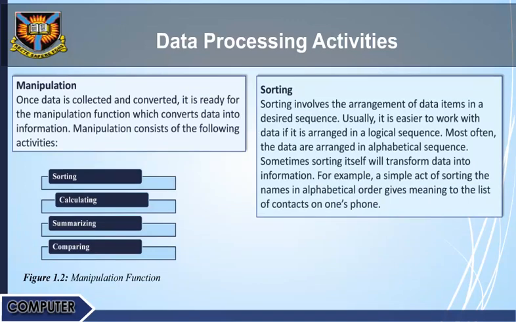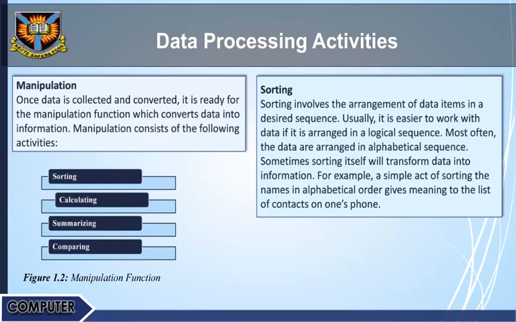Manipulation. Once data is collected and converted, it is ready for the manipulation function, which converts data into information. Manipulation consists of the following activities: sorting, calculating, summarizing, comparing. Sorting. Sorting involves the arrangement of data items in a desired sequence. Usually, it is easier to work with data if it is arranged in a logical sequence. Most often, the data are arranged in alphabetical sequence.